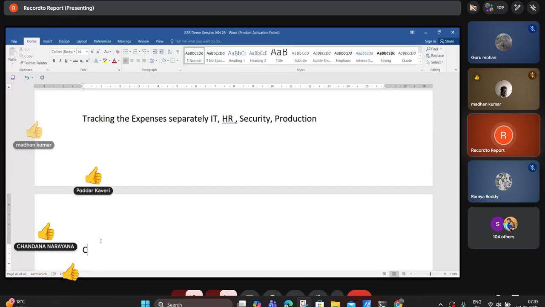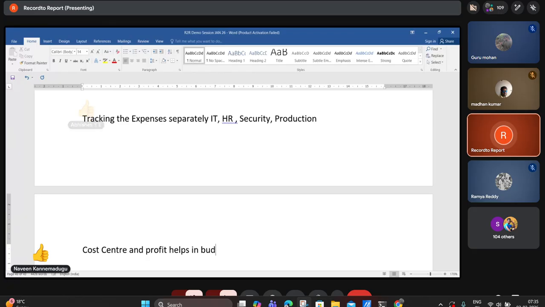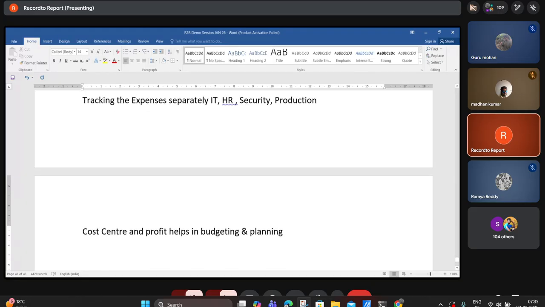Yes, sir. And cost center and profit center also help in budgeting. So to do the budget for each department, what is the amount we need to allocate, and what is the budget to be created for this particular department, it helps.